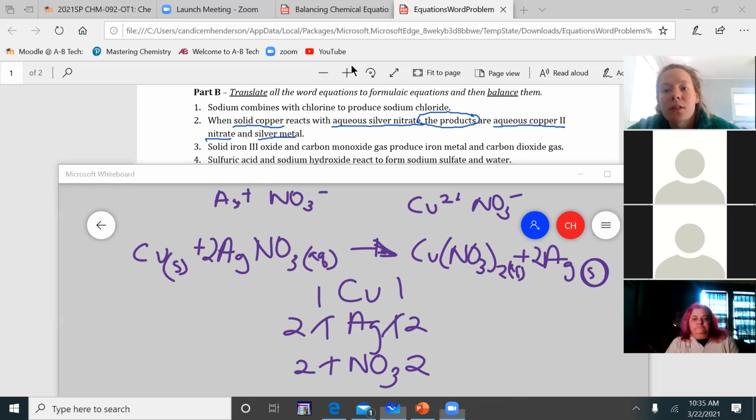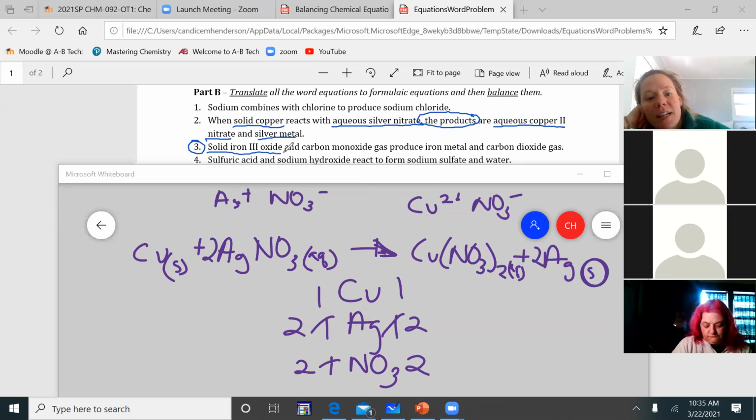So I want you to do 3. Solid iron 3 oxide and carbon monoxide gas produce iron metal and carbon dioxide. Write a balanced equation. So I will help you by underlining what we're talking about. We've got an iron 3 oxide, we've got a carbon monoxide. I'll circle the produce. We've got an iron metal, and we've got a carbon dioxide gas. So first thing, write out each of the formulas and then balance from there. I'll give you all about 3 minutes for that.